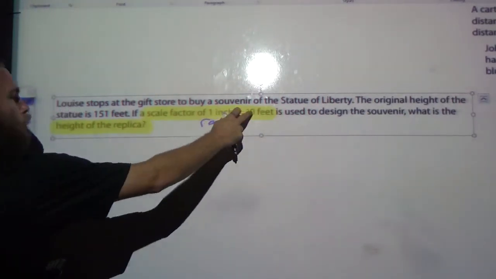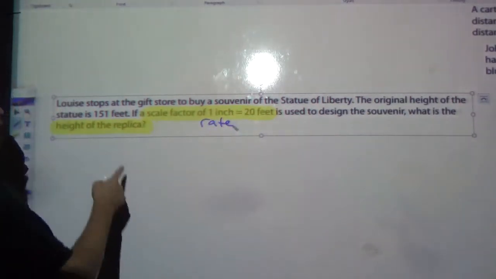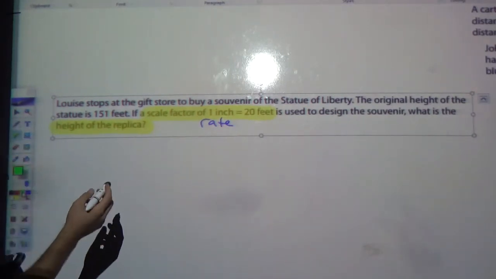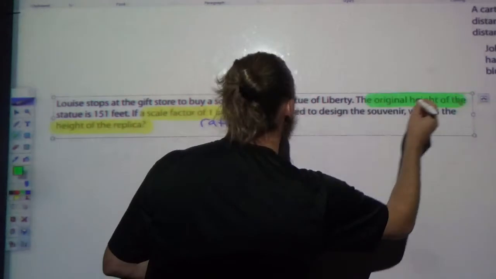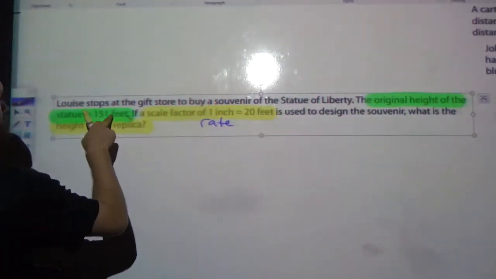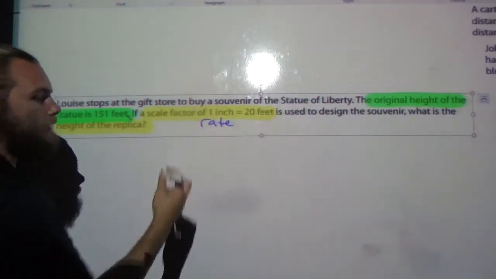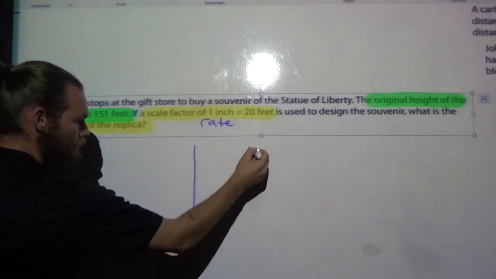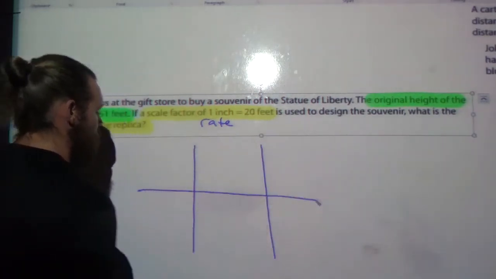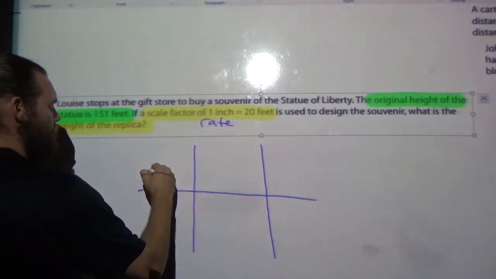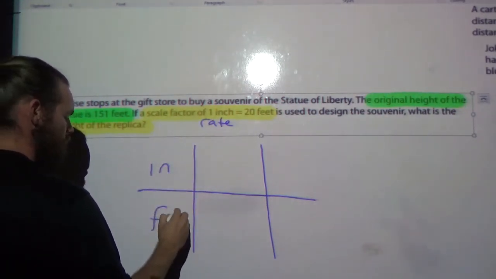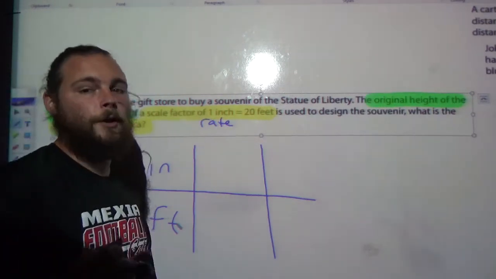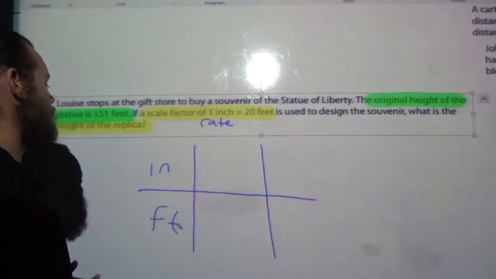So out of the two, which one do you think is referring to the replica? Well, for one, they tell us the original height is in feet. So that means our replica has to be dealing with inches. Okay? So we're dealing with the rate. We're going to use our H table. We're talking about inches and feet. Again, these last few problems have been just inches and feet. Not all of your problems will be in inches and feet.